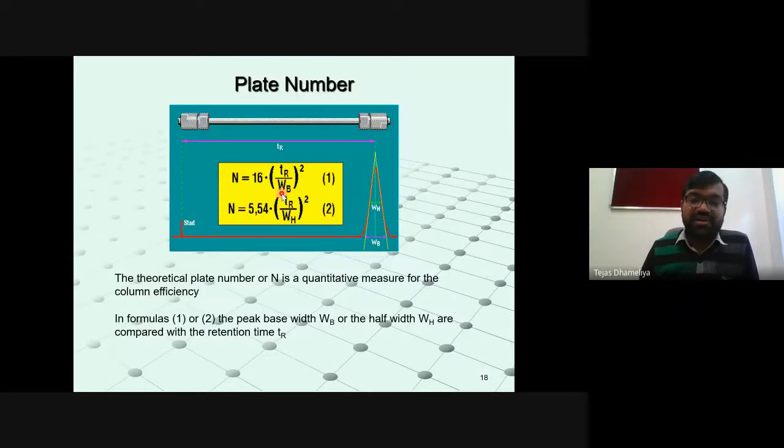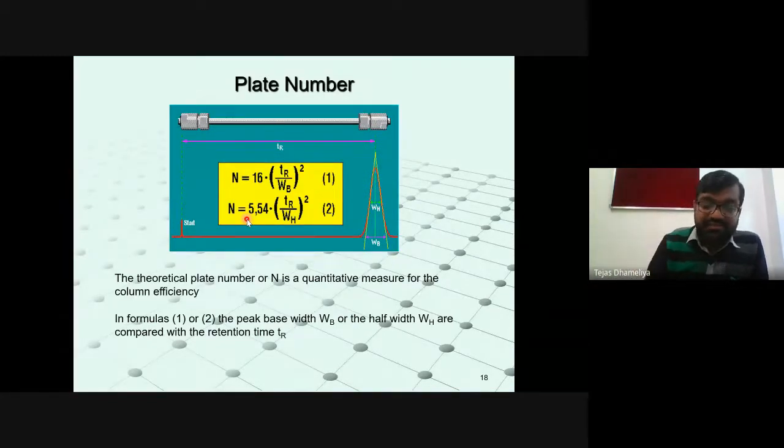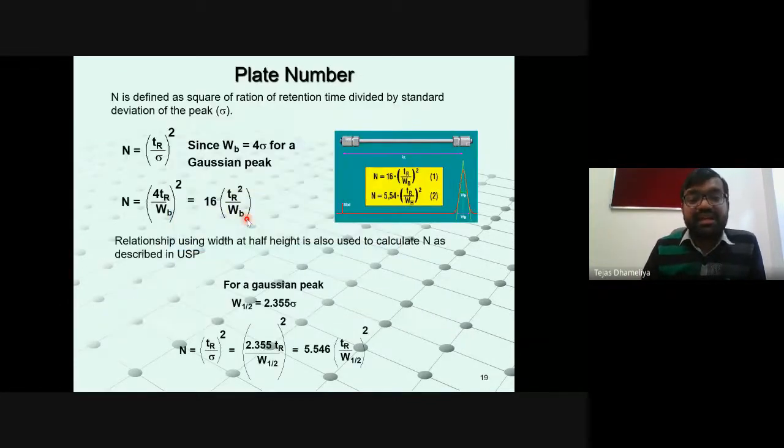And if we identify the width at half of the height, then the plate number is equal to 5.54 TR upon WH, whole square. This plate number is not from chromatography. Basically, if you refer to the history of the plate number, it is from the concepts of distillation. During fractional distillation, the number of plates was used, and it has basically been explored in the field of HPLC.